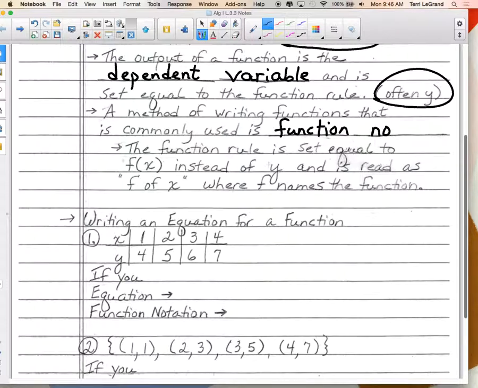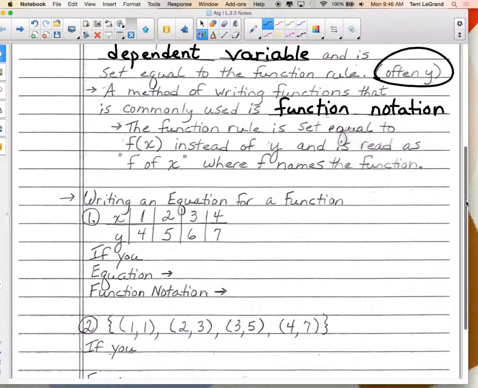We have to understand this because in most of your upper level math classes, that's how they will write a function, in function notation. So when we have it written in function notation, instead of it being set equal to y, the dependent variable, in place of the y, they use this right here, f parentheses x. Well, we got to know how to say that. It isn't f parentheses x, it is read as f of x.